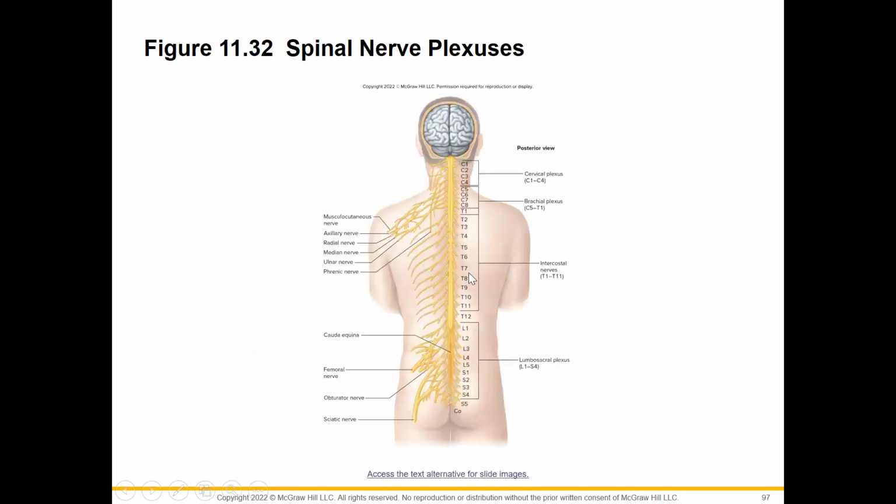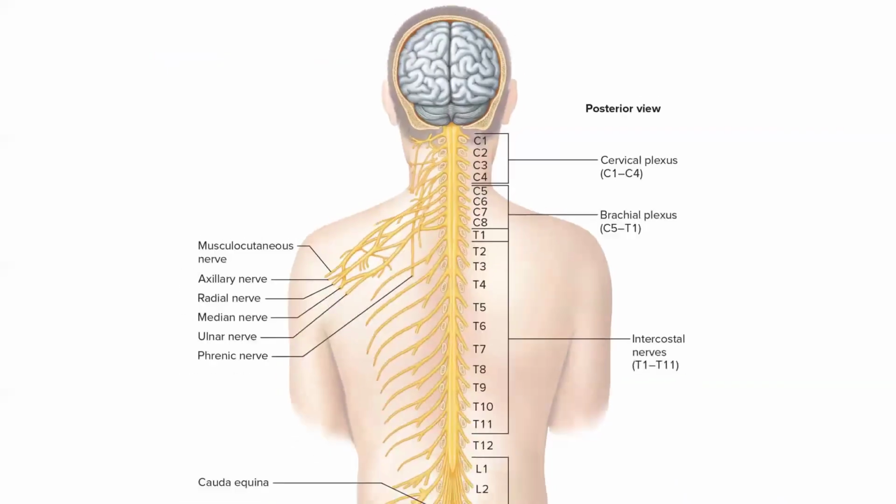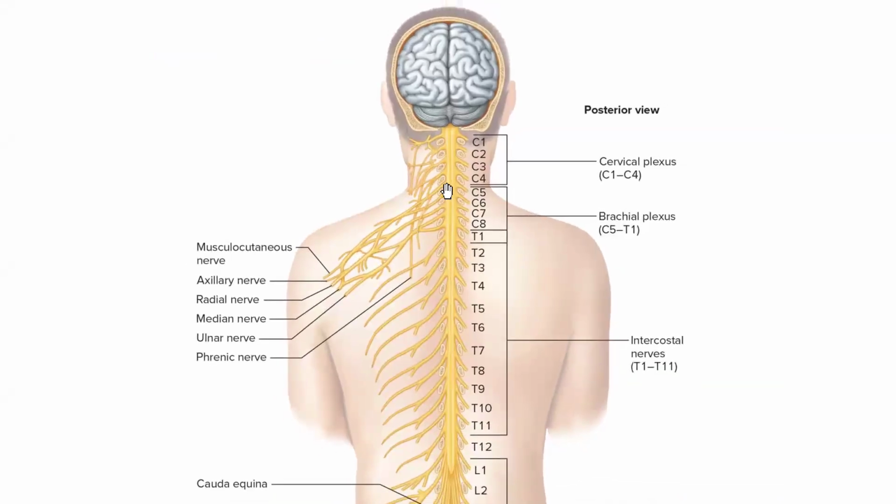So here you have the brachial plexus. This is the network of nerves associated with the arm. Brachial means arm. It is made up of C5 through T1 spinal nerves. You notice how each of these nerves is coming out of the intervertebral foramina, and let me blow up this image.